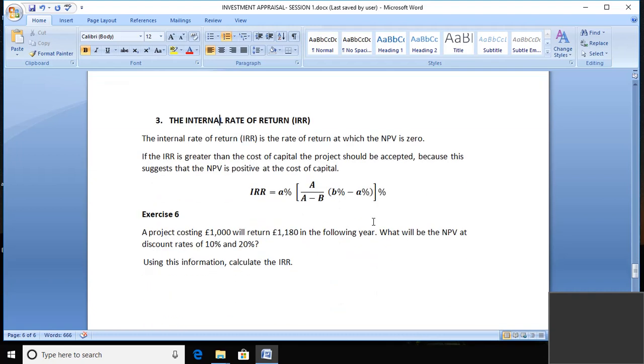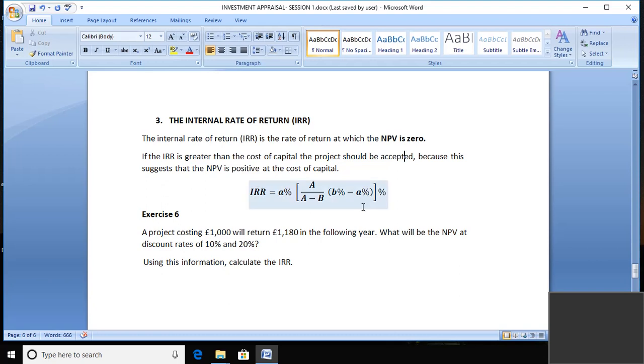Let me deal with the last but not the least of the techniques. That's the internal rate of return. Now I said this technique uses trial and error to find a discounting rate that gives the NPV equals to 0. And that becomes more like a break-even rate. Any project that cannot yield a return up to that rate or more is going to be rejected. So only those projects that are going to give us a return that is higher than the internal rate of return are going to be accepted.